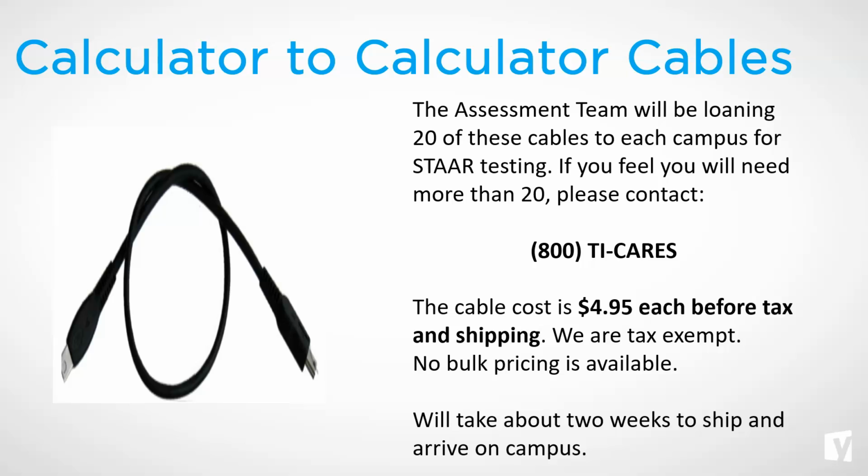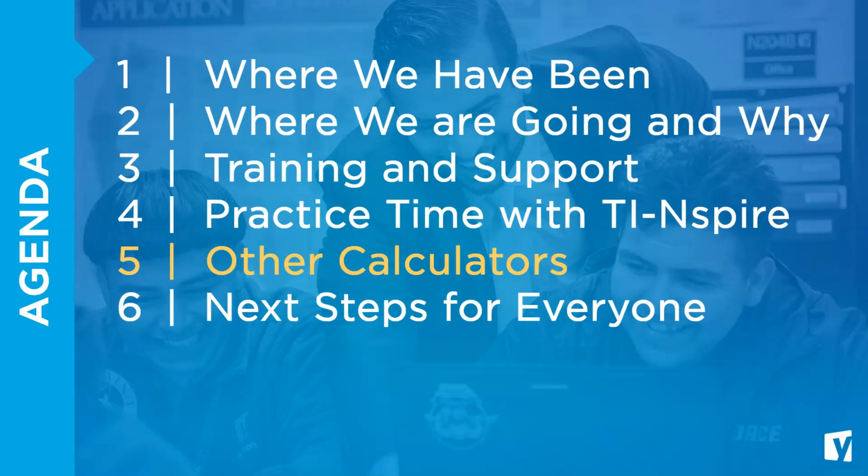You can get those cables by calling 800 TI Cares. That's actually their phone number. The cost of the cable is about $4.95 each before tax and shipping. We are tax exempt. They don't do any bulk pricing, and it's going to take about 2 weeks for the shipment to arrive on campus. So if you think you're going to want to have more than 20 of these calculator to calculator cables, you're going to want to get on the ordering process soon.